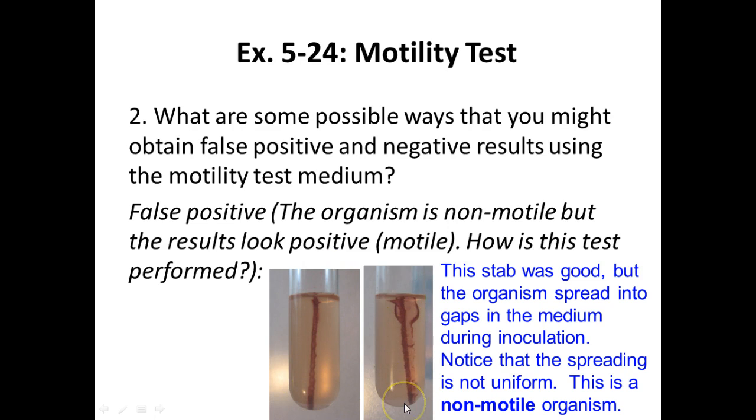Here's one, it's a pretty clean stab, right? But what happened is that there were pockets of openings in the media where the bacteria were able to move through, right? So you see how it's uneven? So this again is a non-motile organism. So this is a problem with the media, right? Not necessarily the person's stab. So it's another thing that could go wrong, right? Is the media may allow it to look somewhat diffused.